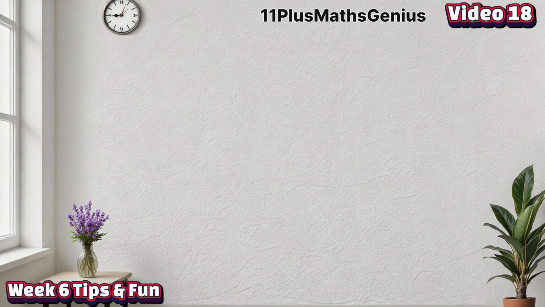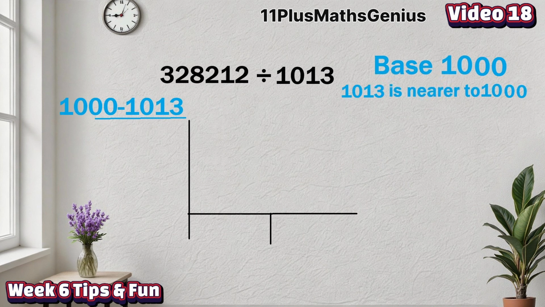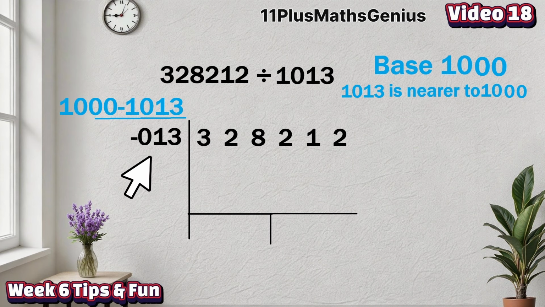Base up. Let's do a 4-digit division. 328212 divided by 1013. 1013 is nearer to 1000, so it's base 1000. Now 1013 minus 1000 is -013. We divide the dividend by this number. Since 1000 base has 3 zeros, we separate the last 3 digits of the dividend. Now our setup is complete.